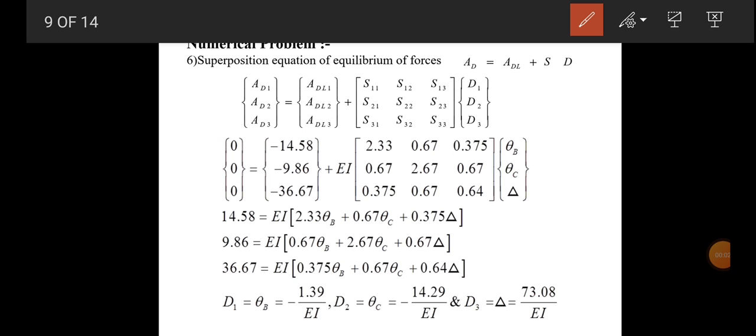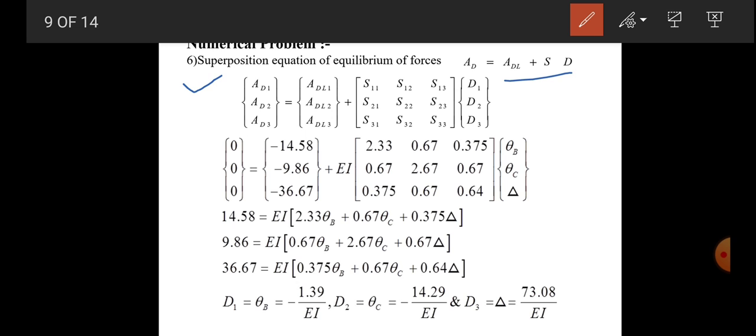This is the second part of our previous video. So here let us form a superposition equation of equilibrium of forces. AD is equal to ADL plus S into D. We have all values. Let us assemble here.